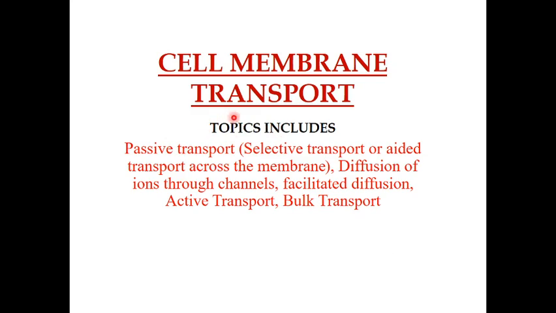The topics include passive transport, which is called selective transport or aided transport across the cell membrane, and diffusion of ions through the channels. Then next, the facilitated diffusion and active transport, then bulk transport. So these are all the words you can refer to for transport processes, that means movement of substances through the cell membrane, how it takes place. We will be studying that concept.